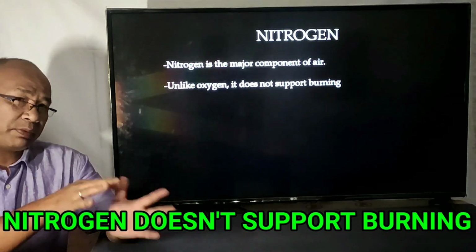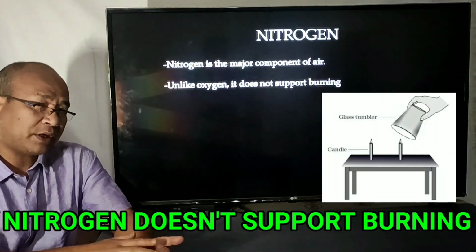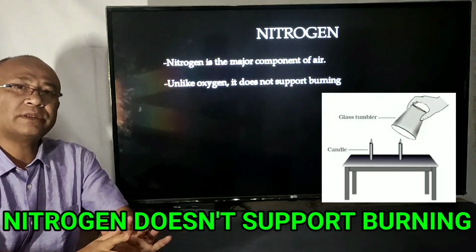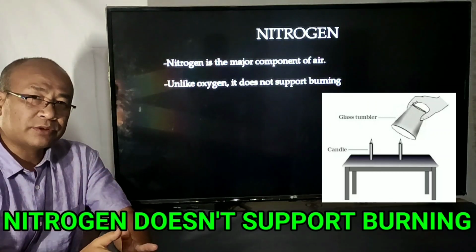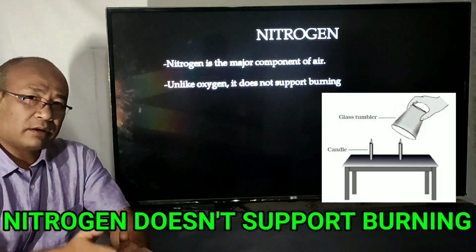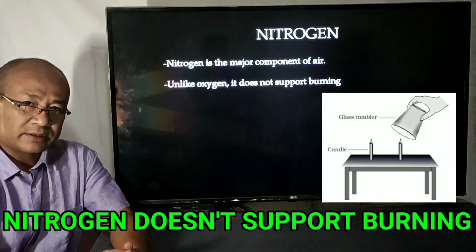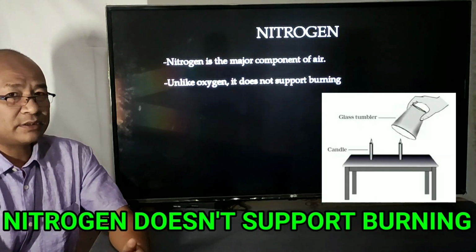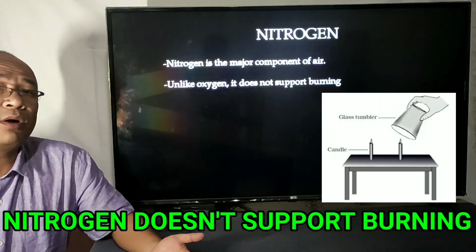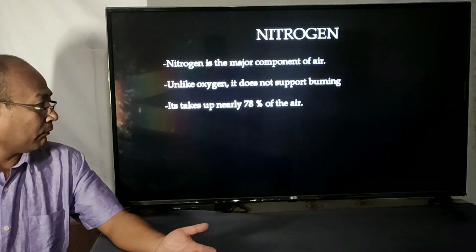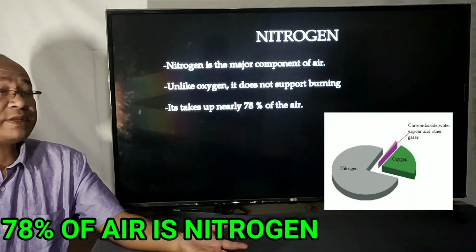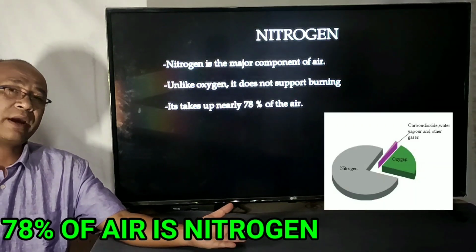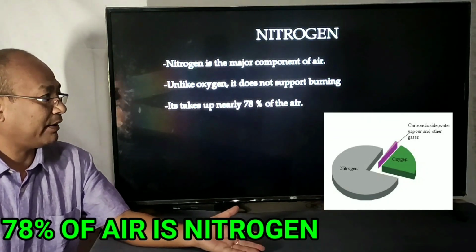So what happened in the previous activity that we have done, where we covered one of the burning candles with a glass tumbler? When all the oxygen was used up, what major gas is left in the glass tumbler? That is nitrogen. And why is nitrogen left? Because nitrogen doesn't support burning. It takes up nearly 78% of the air. So nitrogen takes up around how much percent of air? That is 78% of the air.